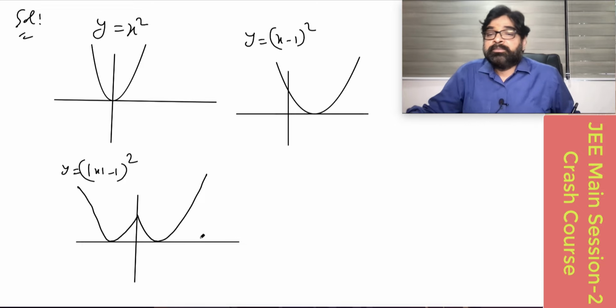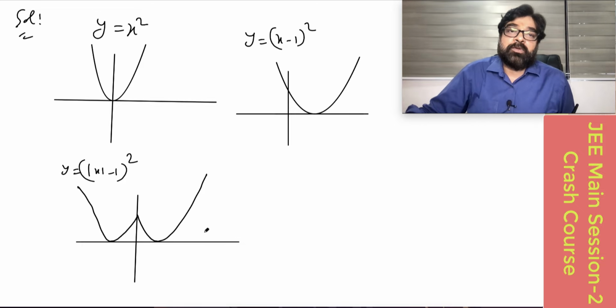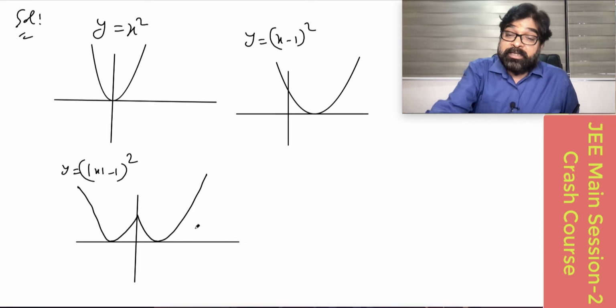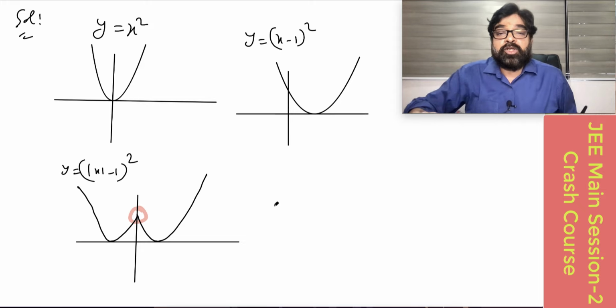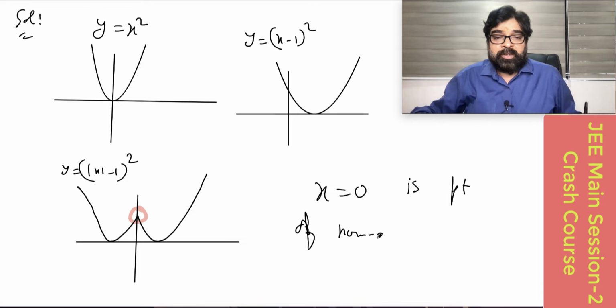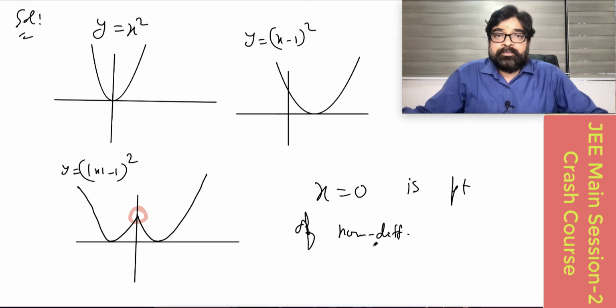Rough picture. Did you understand or not? This is the graph of y equal to (mod x minus 1) whole square. If I'm asking, can you see any sharp point? Yes, I can see the sharp point. Here, no sharp point. Here, what is the x value? 0. So x equal to 0 is the point of non-differentiability. Did everybody understand?